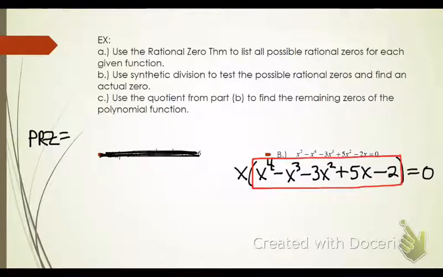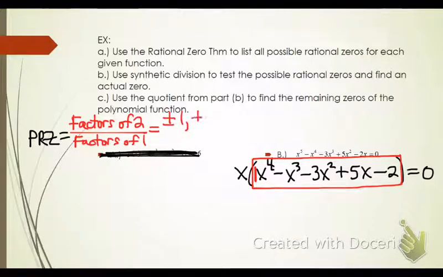the parentheses, we have a constant term. So we're going to take the factors of 2 and we're going to divide them by the factors of our leading coefficient, which is 1. So the factors of 2 are plus or minus 1 and plus or minus 2, and the factors of 1 are just plus or minus 1.